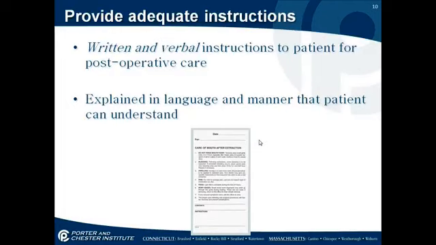You also have to provide adequate instructions. These are written and verbal, and you have to consider those that speak a different language, or those that might be blind and cannot read the writing, or might be deaf and cannot hear the oral instructions. So it has to be written and verbal, and in the language that the patient or their caretaker can understand. So you might have a translator there, and the instructions are given to the translator and given out written and verbally.